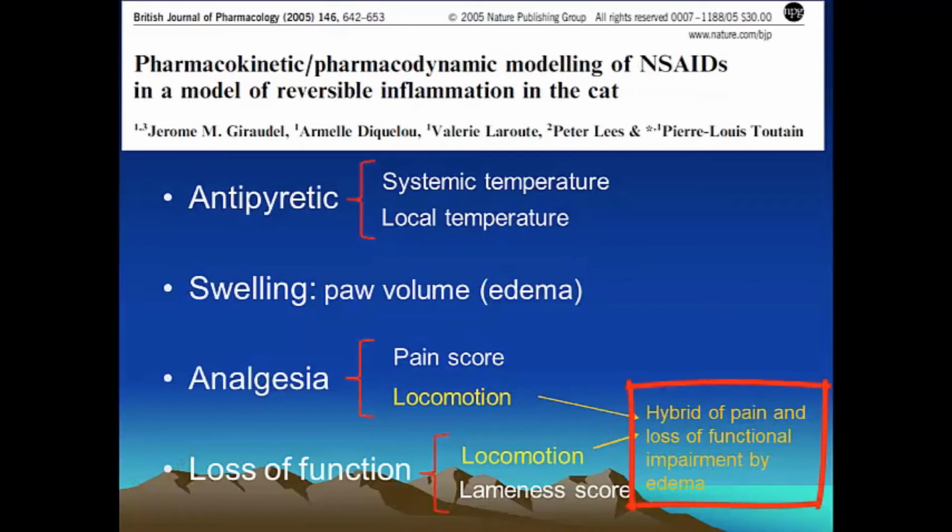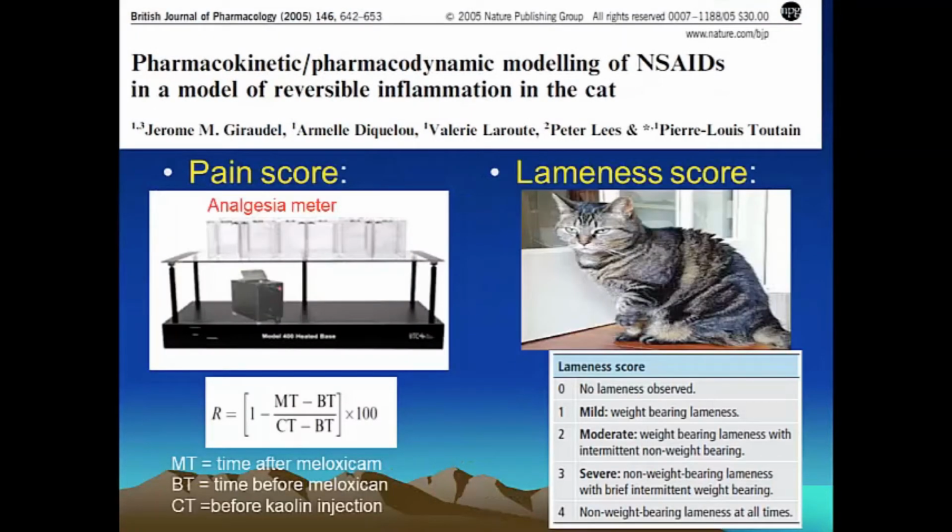And as you can see here, the locomotion is really a hybrid of pain and loss of function caused by the edema of that paw. If that leg is really swollen, the animal will not be able to walk normally, and that kind of makes sense. So the way they evaluated pain is by the time the cat took to withdraw its paw after the stimulation with a radiant heat, which is emitted by an analgesia meter.